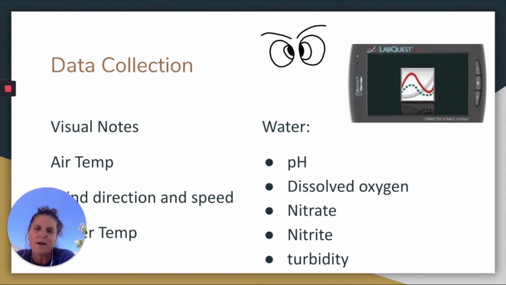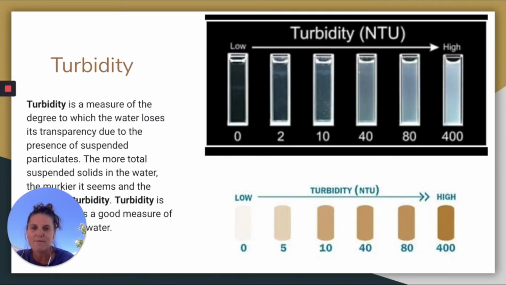So within the water, we're going to be looking at the pH level, the amount of dissolved oxygen in the water, the amount of nitrates, nitrites, and turbidity. So this is the next part in your notebook where you're going to be trying to figure out what these different things are. So first of all, turbidity.